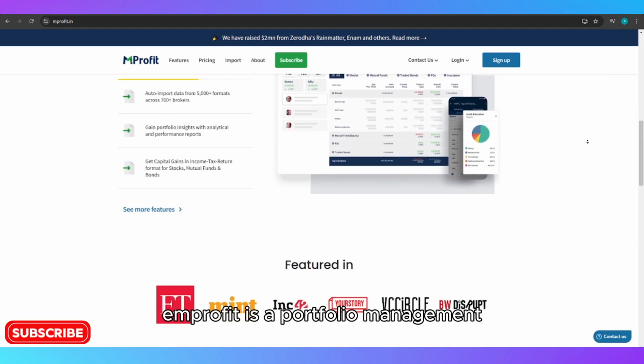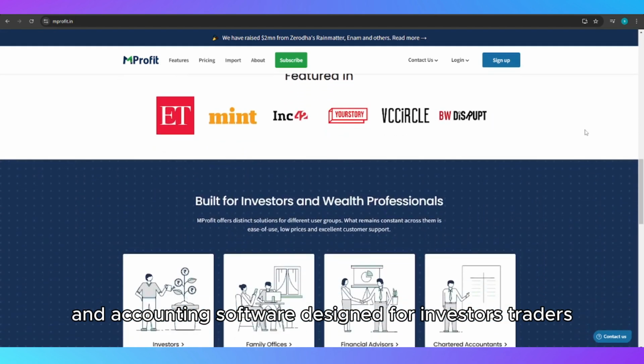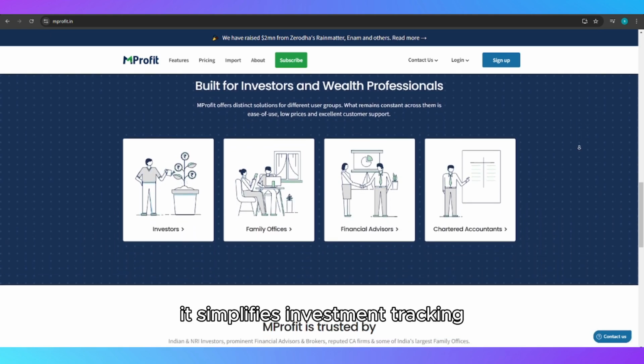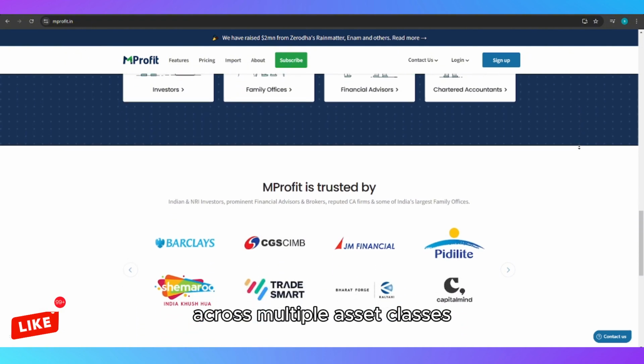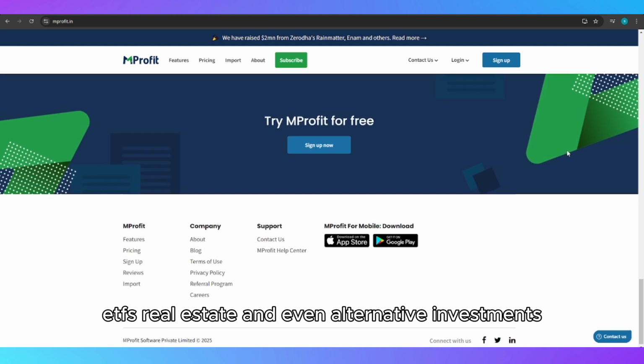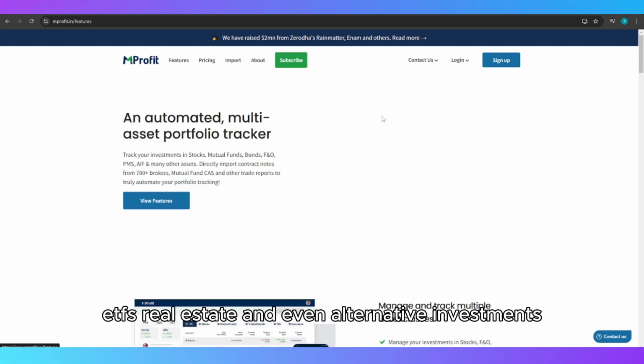MProfit is a portfolio management and accounting software designed for investors, traders, family offices, and wealth managers. It simplifies investment tracking across multiple asset classes, including stocks, mutual funds, bonds, ETFs, real estate, and even alternative investments.